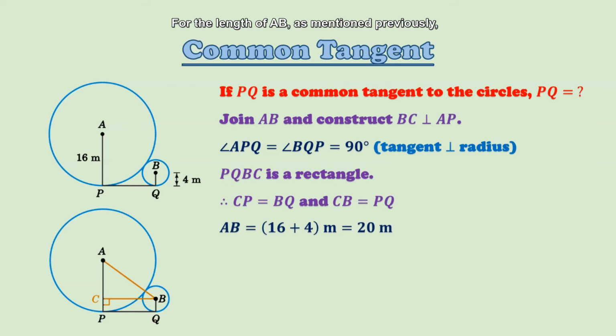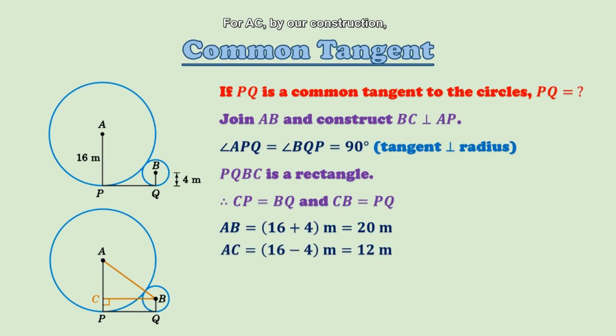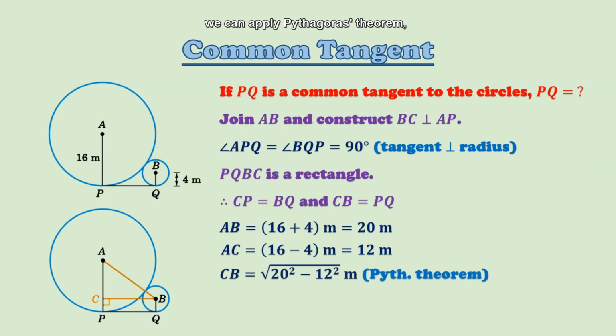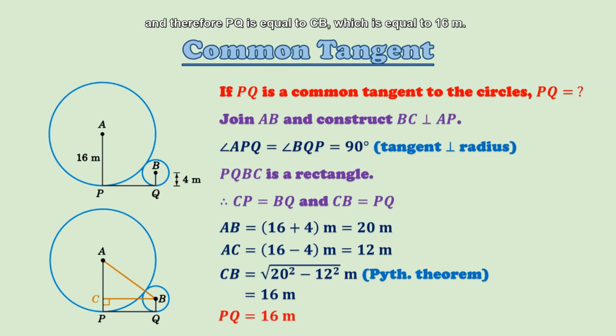For the length of AB, as mentioned previously, for two circles touching externally, the length of AB should be the sum of the two radii, so that is 20 meters. For AC, by our construction, it is equal to the difference between 16 and 4, so that is 12 meters. Now, by focusing on triangle ACB, we can apply Pythagoras' theorem and get that CB should be equal to 16 meters. And therefore, PQ is equal to CB, which is equal to 16 meters.